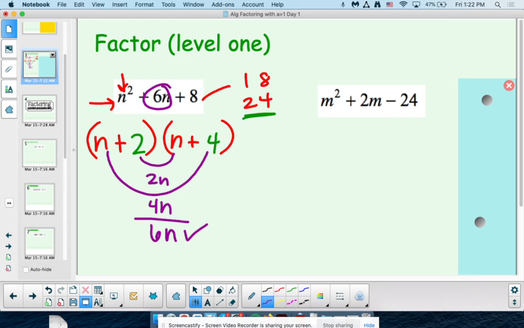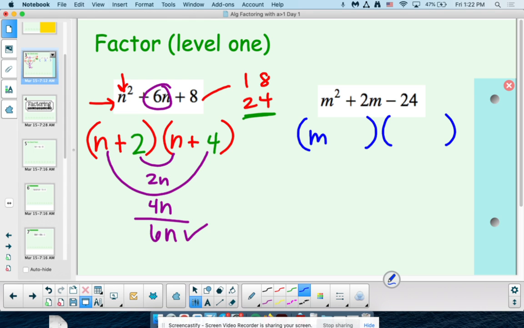Let's try another one. Maybe you pause the video and try this one just as a good checkpoint for you if you remember what we did before spring break. But I'm going to go ahead and solve it. So again, I'm going to put my parentheses back in. I'm going to have an m and an m because that's the only way to get to m squared. And now I need to multiply to a negative number. Now the only way to multiply to a negative number, you guys, is a positive and a negative.